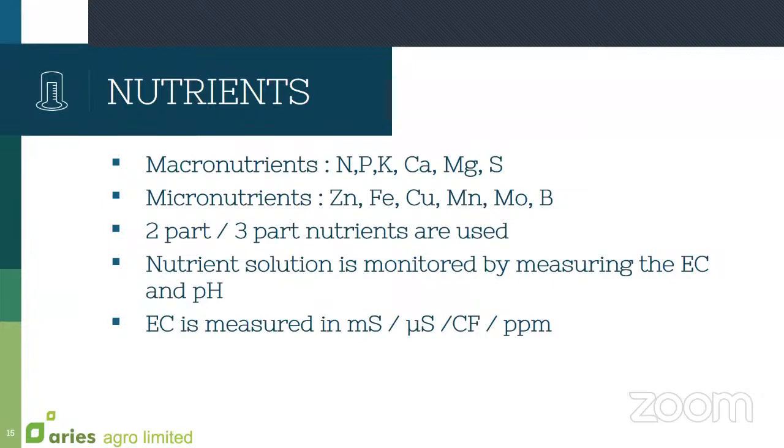Suppose you realize that your EC reading is higher than what you need. At that point of time, you're going to add plain water and dilute your solution. So EC is nothing but the measure of how much salt is present in your nutrient solution. So if you find that your reading is higher, you have to dilute it. If you find that your reading is lower, then you have to add more salts to make up the nutrition properly.